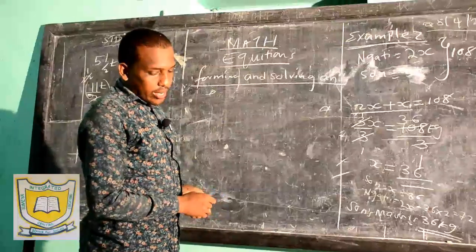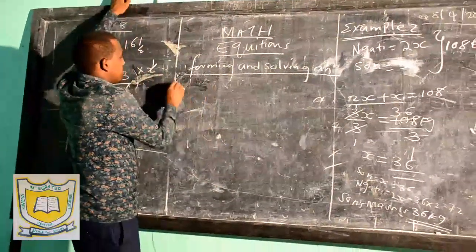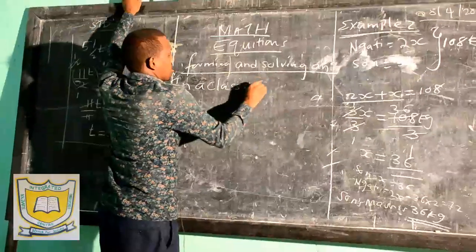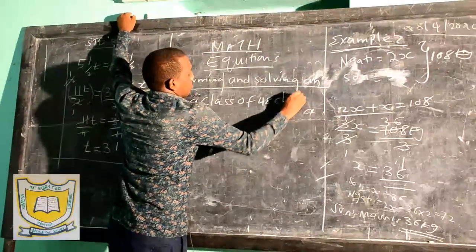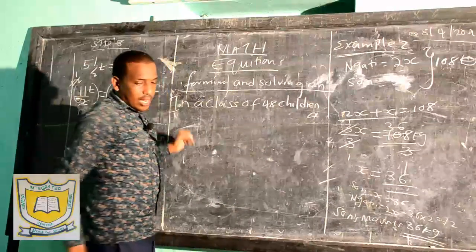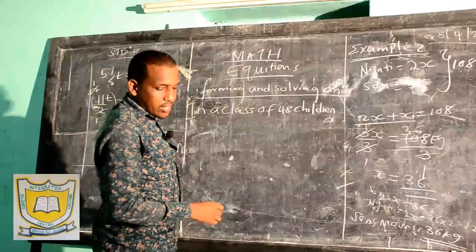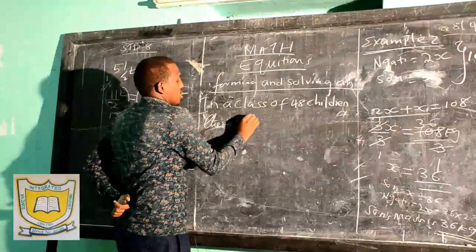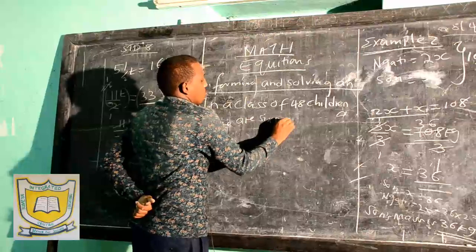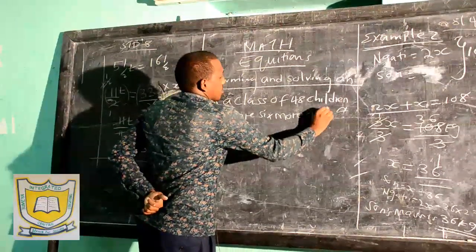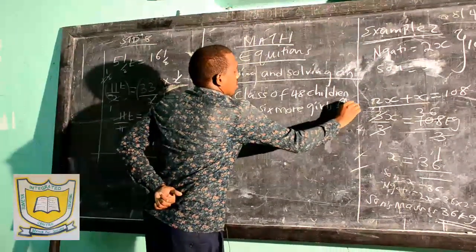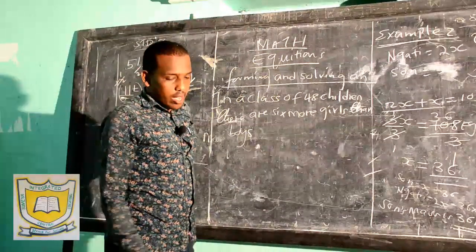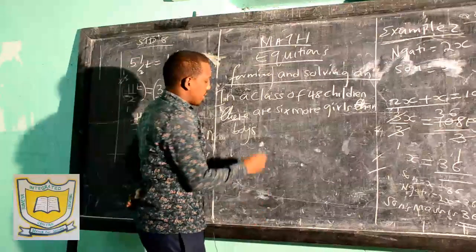Question 2. In a class of 48 children, there are 6 more girls than boys. How many boys are there in the class?